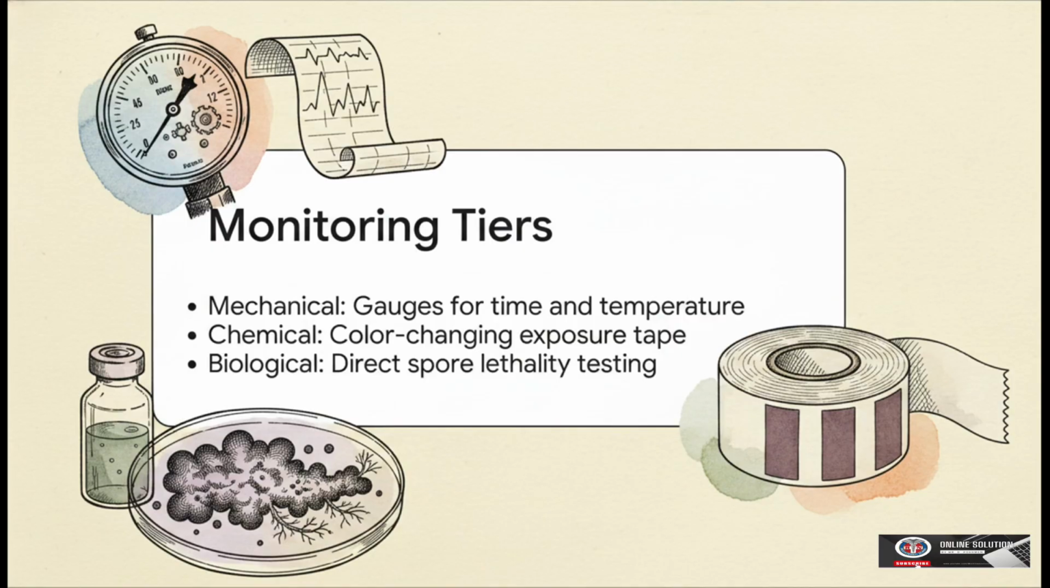You've probably seen this. It's that special tape that changes color when it's exposed to heat. But wait, a color change only proves the item got hot, not that it's actually sterile, which is exactly why we need Tier 3, biological indicators. This is the only direct measure of true lethality because we actually try to kill highly resistant bacterial spores.